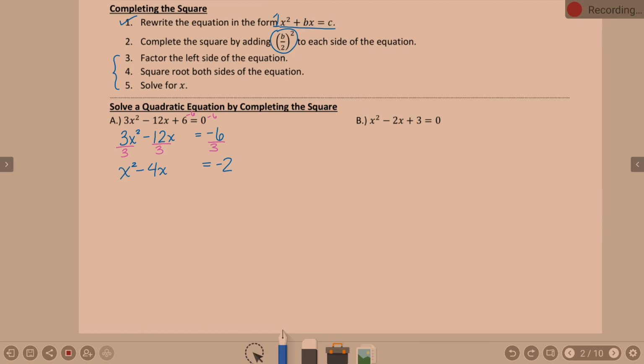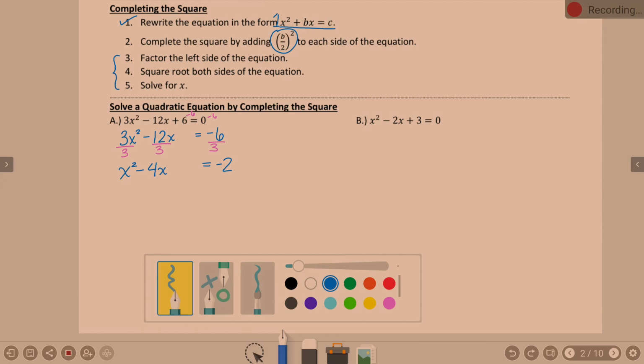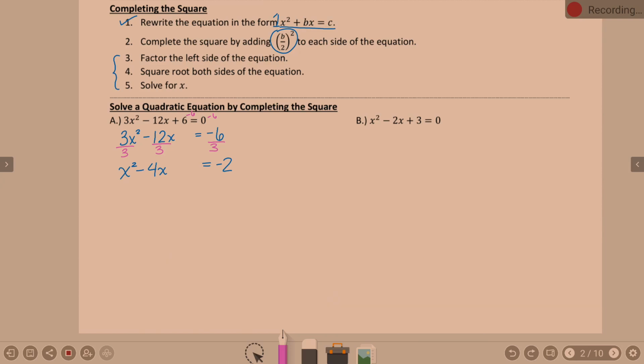So, look at our current equation here. What is b? -4x. So let's drop off the x because b is just the number in front of it. So b is -4. Yes? Okay. We have to find b over 2 quantity squared. That's what we have to do.